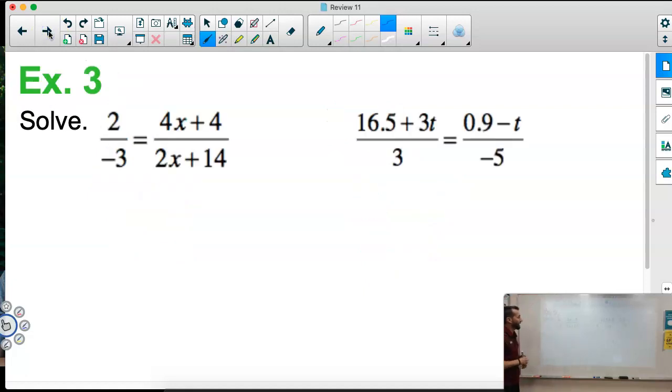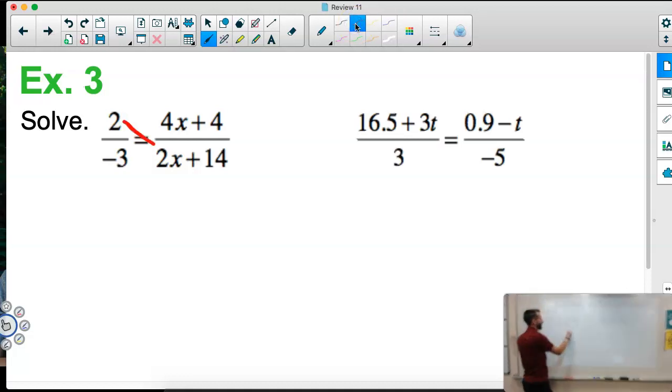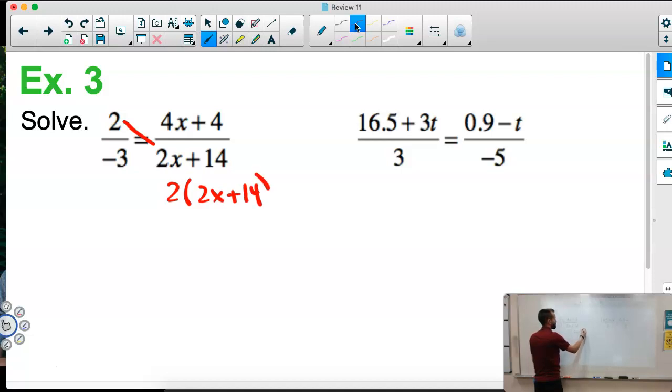All right, I just wanted you to see that sometimes they can get a little crazier, okay? And it's not something that I think needs to be overwhelming to us if we're careful and organized with our work. You know, sometimes you have to do the distributive property on both sides. So you can kind of see here on this one.